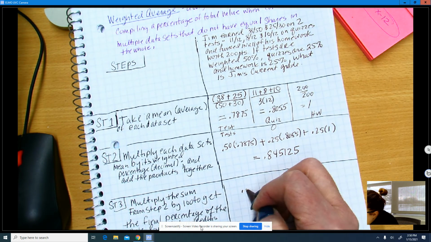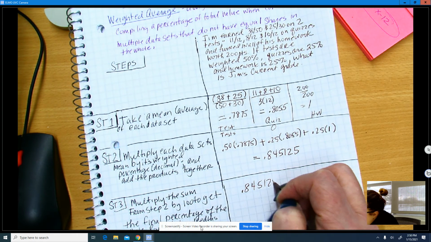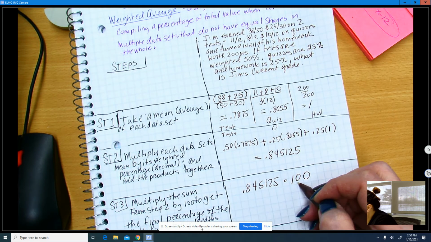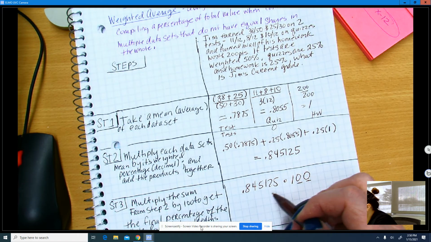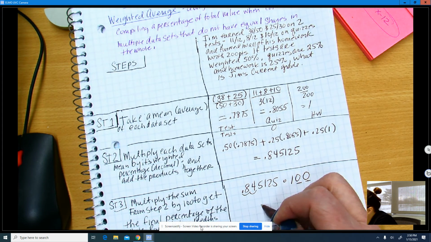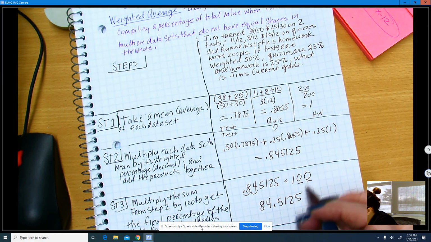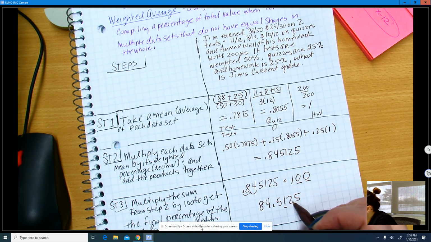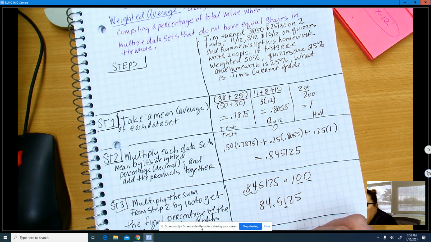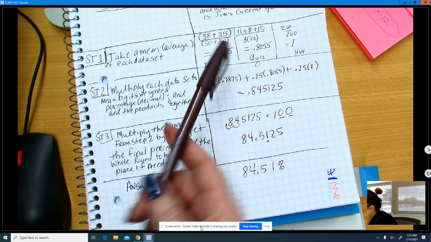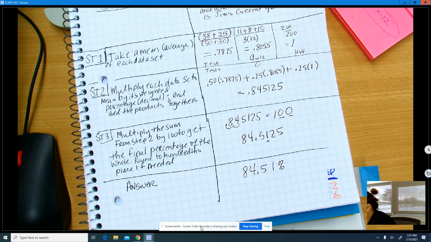Here, they asked me to multiply this by 100. So 0.845125 times 100. Remember, when you're multiplying by a multiple of 10, if you just count the zeros, that's how many spots you need to move your decimal. This is 100, so I need to move this decimal 2 spots, and it would be 84.5125. And I'm going to round to the hundredths spot, which is the second spot. The 5 is going to push the 2 to a 3. The 3 does not push this up, so my final answer is 84.51%. So with these grades, currently Jim's grade is an 84.51%.